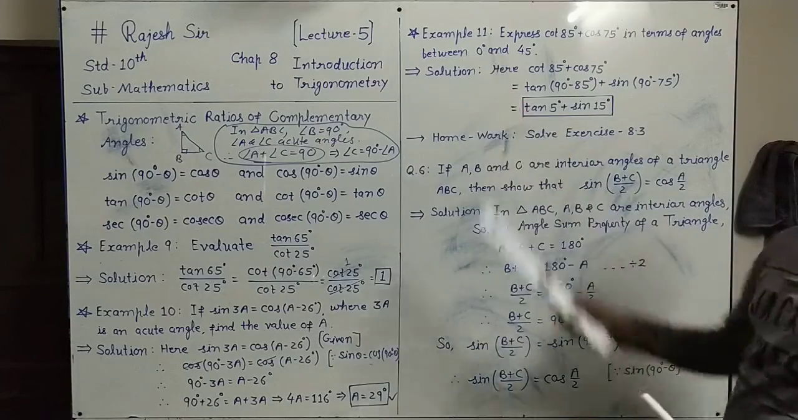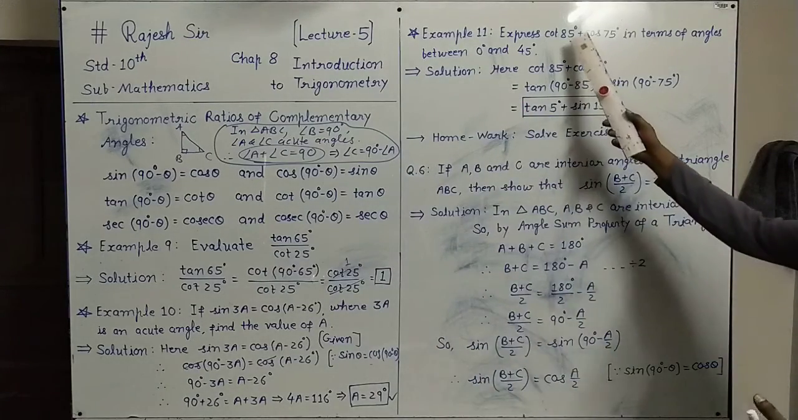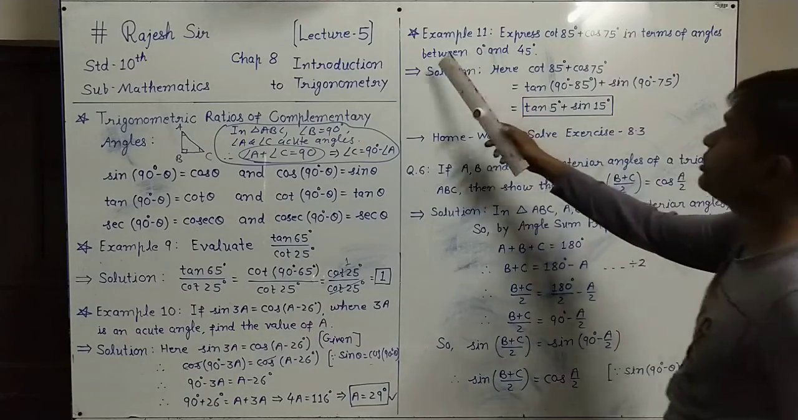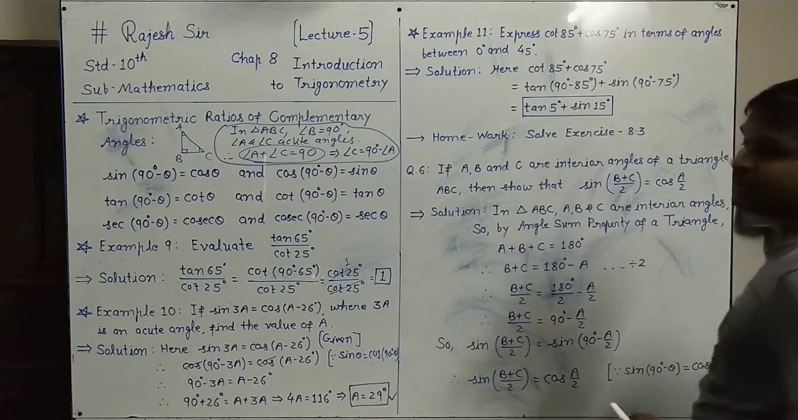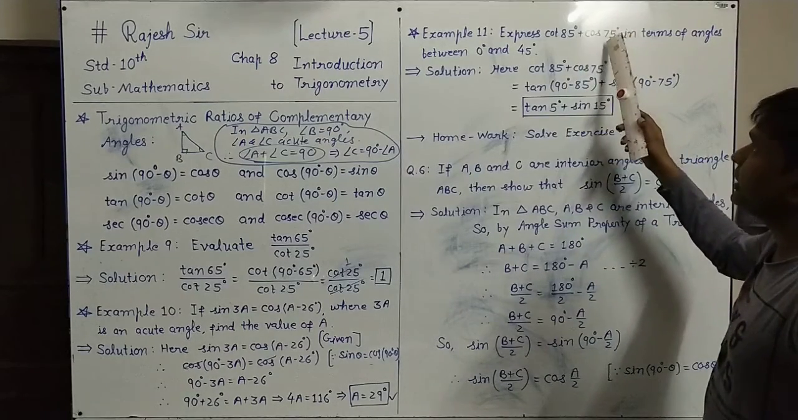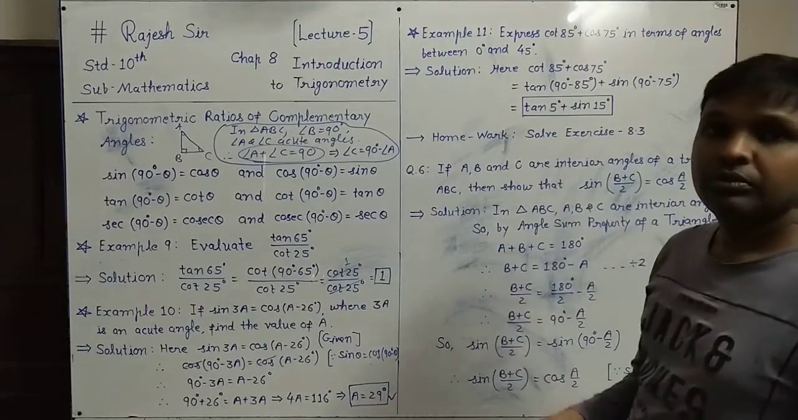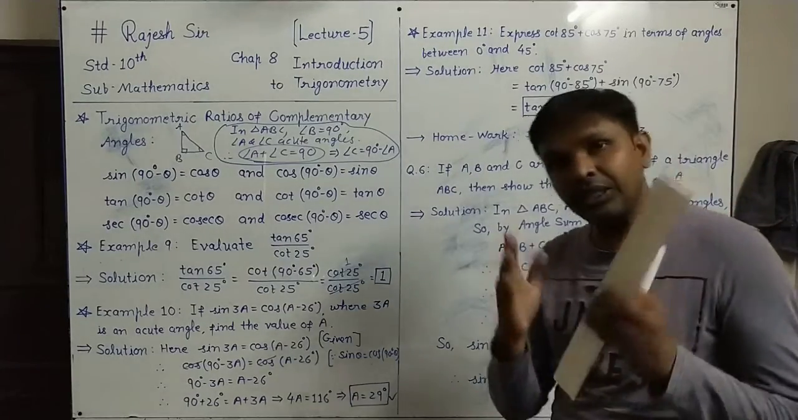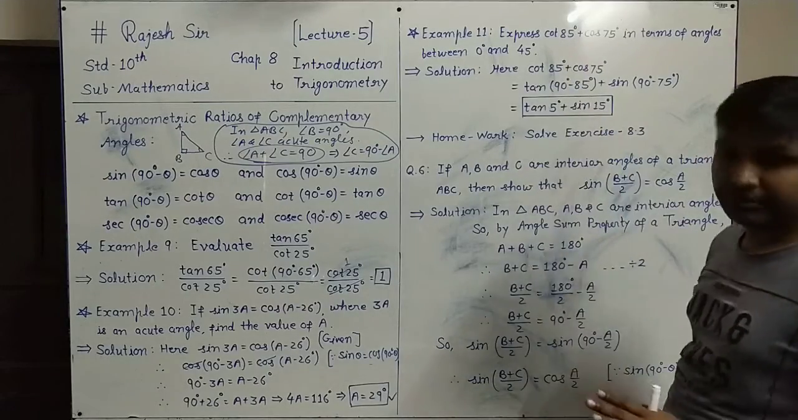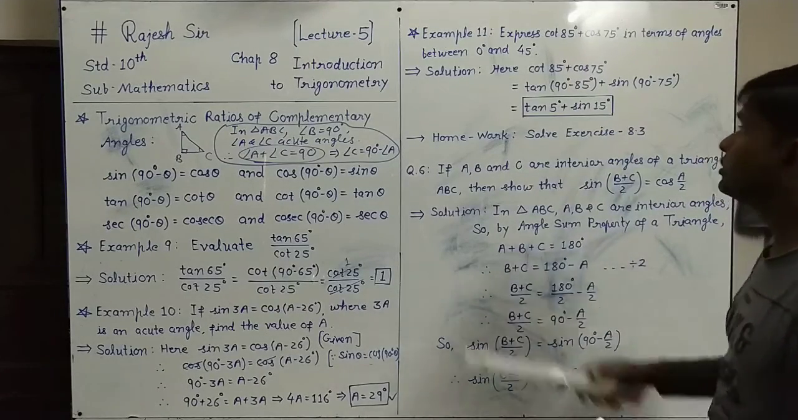Next, example 11: express cot 85 degrees plus cos 75 degrees in terms of angles between 0 degrees and 45 degrees. This expression is in 85 degrees and 75 degrees, and we have to change it so that the angles are between 0 degrees and 45 degrees only, not greater than 45. That is what we need here. So what to do?